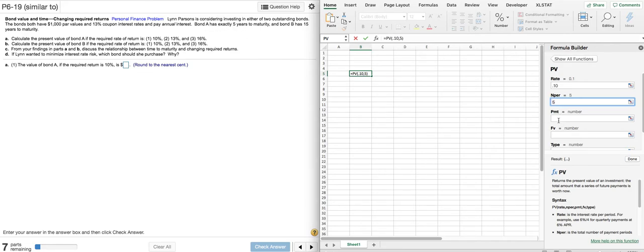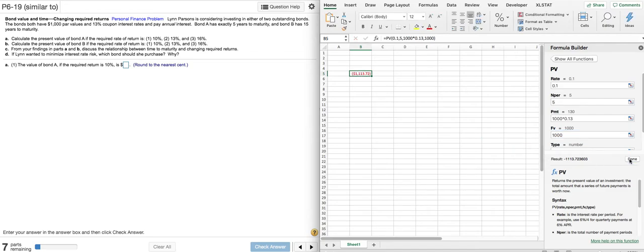And our payment is the $1,000 par value times the coupon rate. In this case, for Bond A and B both, they have 13% coupon rates. So that's 1,000 times 0.13. And the future value is just the par value. So the investor, in this case Lynn, would get $1,000 if she were to hold the bond to maturity. She would get her $1,000 investment back at maturity if she paid par value, or if she paid above or below par value, which is what we're going to calculate now.